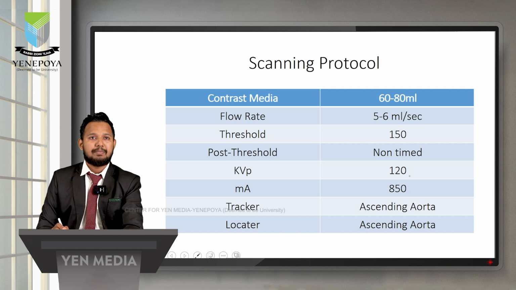And then we give the contrast media up to 60 to 80 ml with a flow rate of 5 to 6 ml per second, and the threshold which will be selected will be 150, and the post threshold delay will be non-timed. So we do not keep any delays once the contrast is being tracked. The kVp which we give is around 120 kVp, and mAs will be 850, and the locator and the tracker will be kept at the ascending aorta.